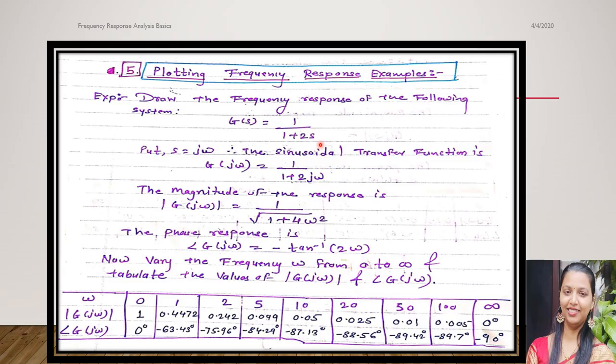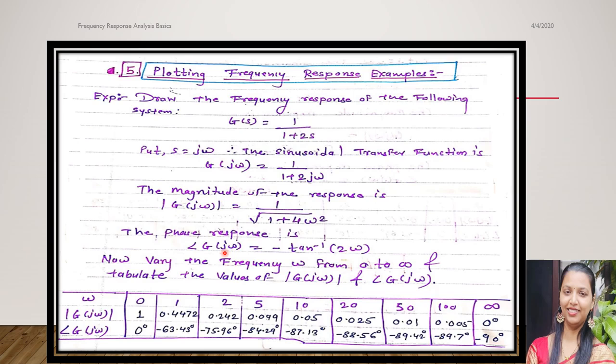First of all, you have to put s is equal to jω. Therefore, the sinusoidal transfer function is G(jω) is equal to 1 upon 1 plus 2jω. Therefore, the magnitude of the response is magnitude G(jω) is equal to 1 upon square root of 1 plus 4ω², and the phase response is angle G(jω) is equal to minus tan inverse 2ω. Now we have to plot magnitude G(jω) versus ω, known as the magnitude response, and a plot of angle G(jω) versus ω is known as the phase response.